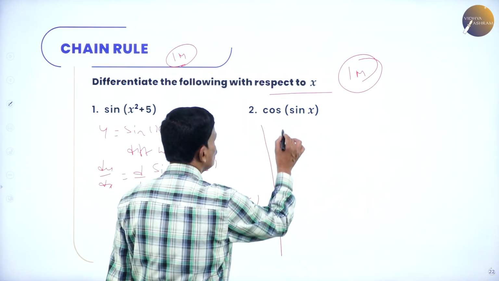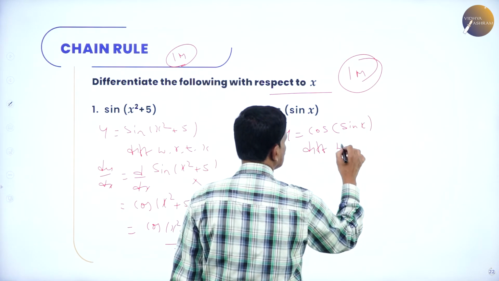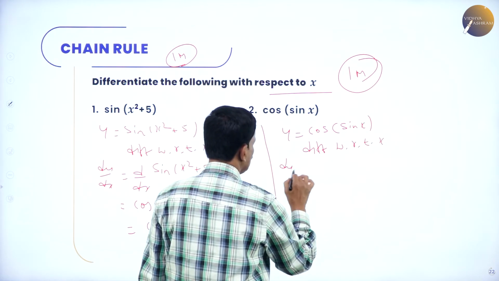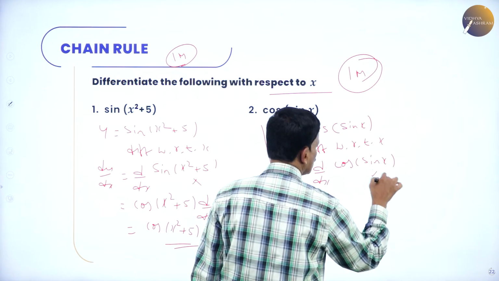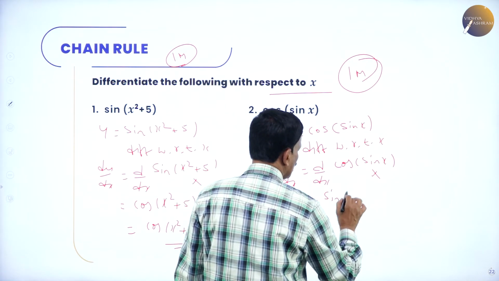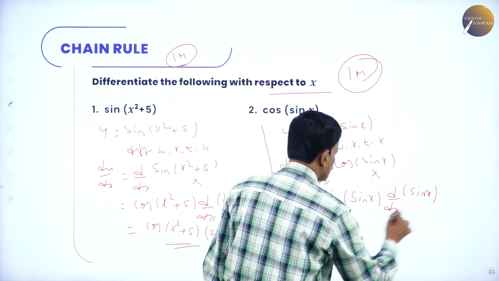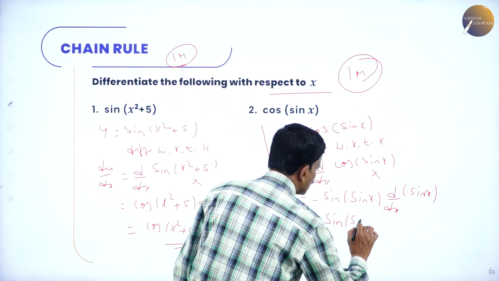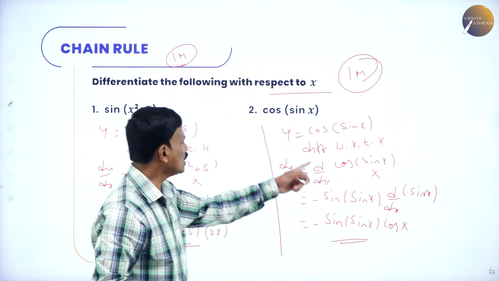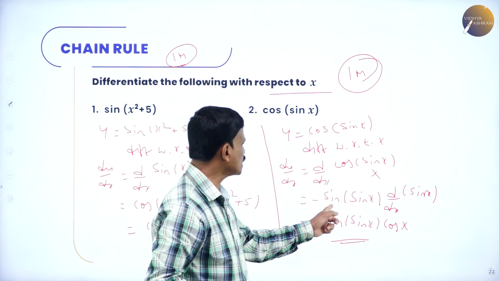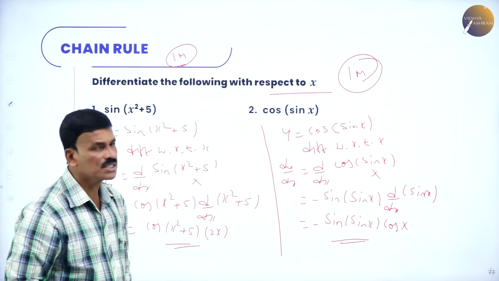Similarly, let us come to this problem. y is equal to cos of sine x. Differentiating with respect to x, dy by dx is equal to d by dx of cos of sine x. Let us call it x. What is differentiation of cos x? Minus sine x, sine of sine x into d by dx of sine x. That's it. So this is equal to minus sine of sine x into differentiation of sine x, which is cos x. See here, let us assume this as x. Differentiation of cos x is minus sine x, sine of sine x into d by dx of sine x, which is cos x. Minus sine of sine x into cos x.